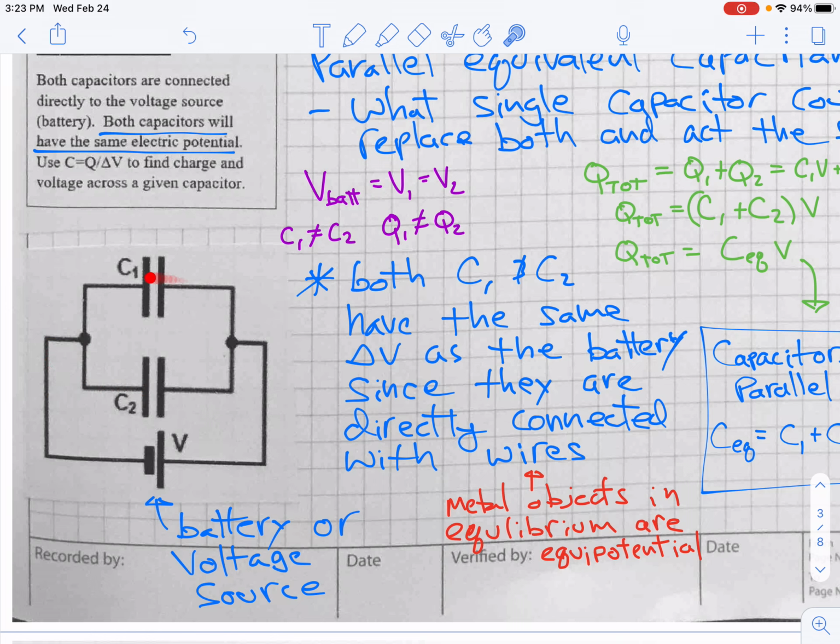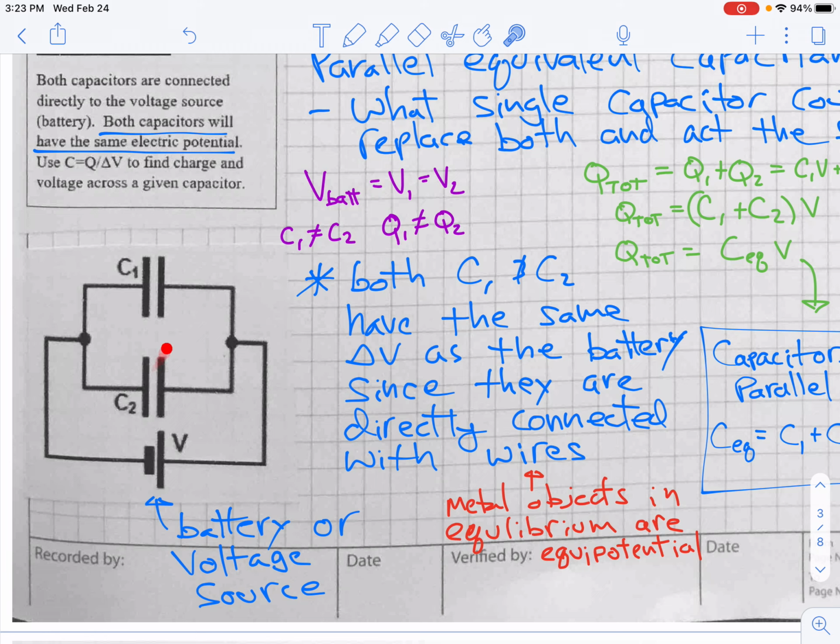So is C2 connected directly to the battery. So the voltage across C1 and the voltage across C2 are going to be the same. There's no reason to think that C1 and C2 must be the same. They might be the same, but they don't have to be. And if C1 and C2 are different, Q1 and Q2 will also be different.